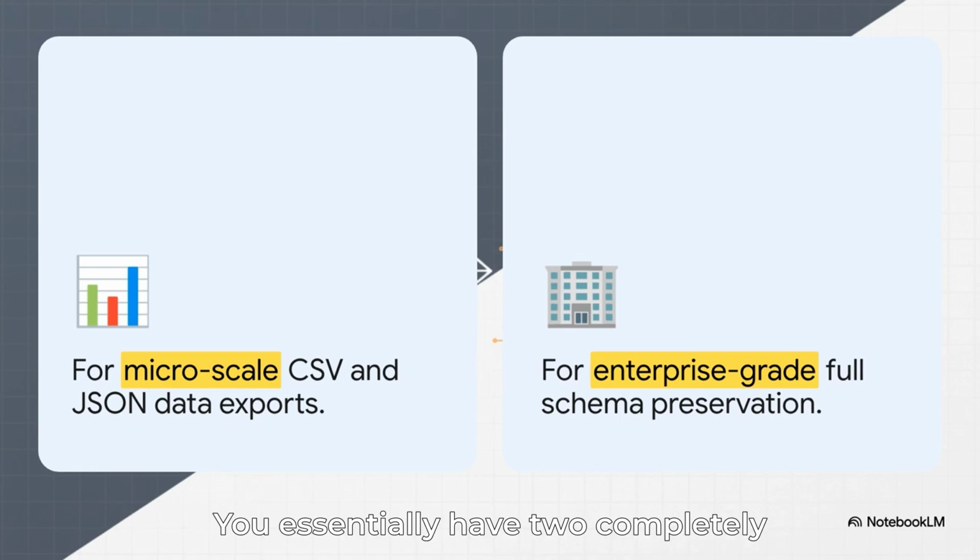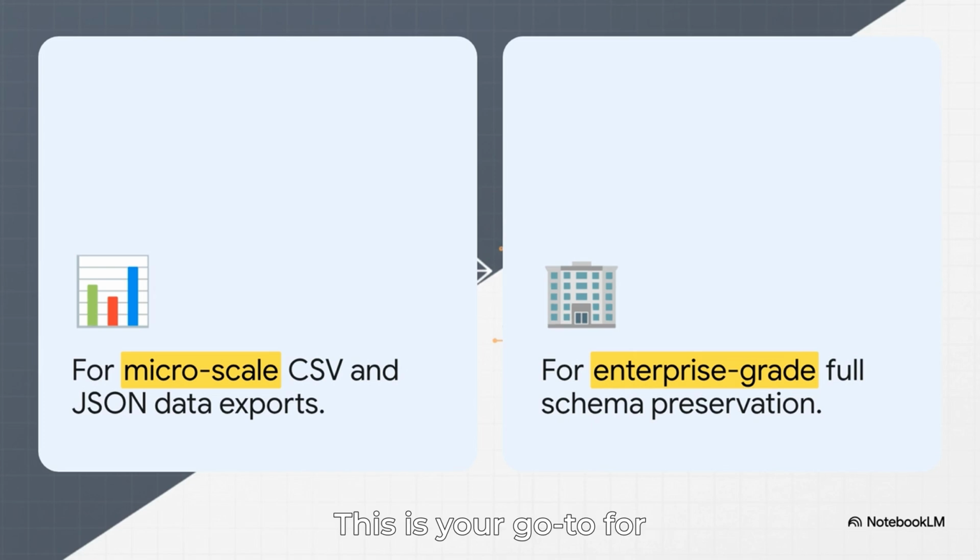You essentially have two completely different engines at your fingertips. On one side, you've got the Table Data Wizard. This is your go-to for micro-scale data exchange. Think quick and dirty CSV reports under maybe 100,000 rows. But for the heavy lifting, for enterprise-grade migrations where you need full schema preservation, we rely on the Administrative Management tab. That's because it actually uses the battle-tested MySQL dump utility under the hood. So for a full table migration, MySQL dump is absolutely our gold standard.